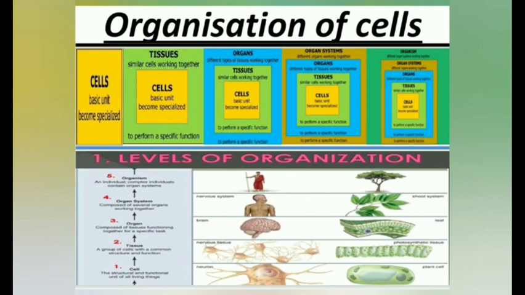of organization. Many organs work together to perform one major life function. They form an organ system. For example, mouth, food pipe, stomach, intestine and rectum form the digestive system. Similarly, heart and blood vessels form the circulatory system. These organ systems represent the organ system level of organization.